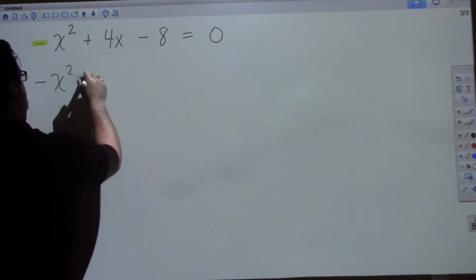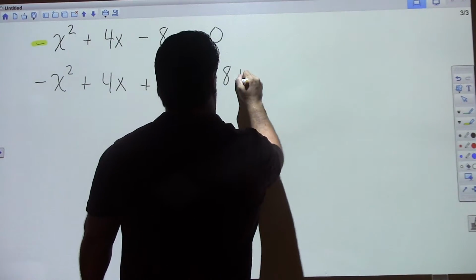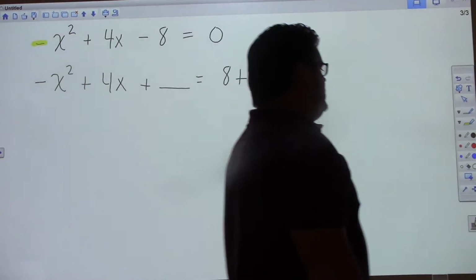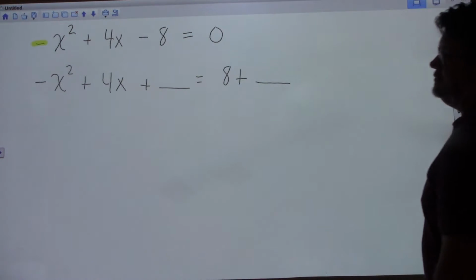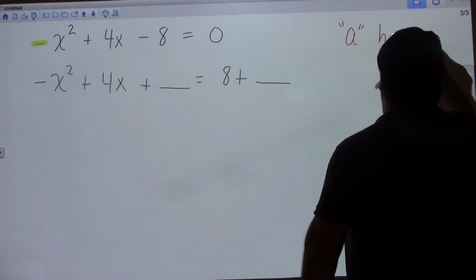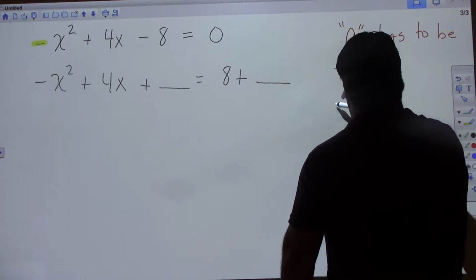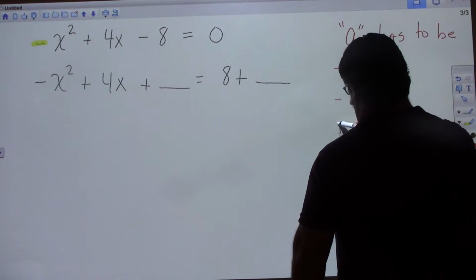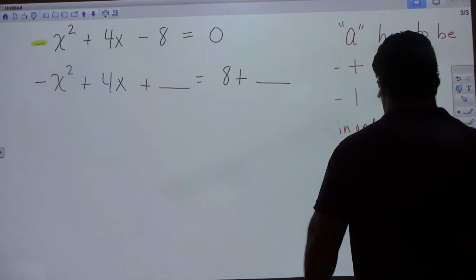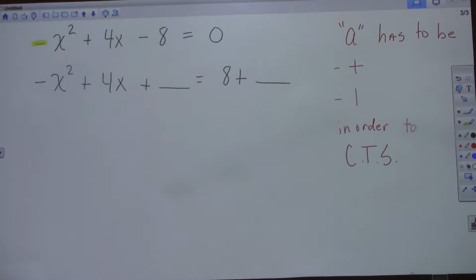Negative x squared plus 4x minus blank is equal to 8 plus blank. Now, we're going to write a little note out here in red. A has to be positive and 1 in order to complete the square. Okay? In order for you to complete the square, A has to be positive and it has to be 1.